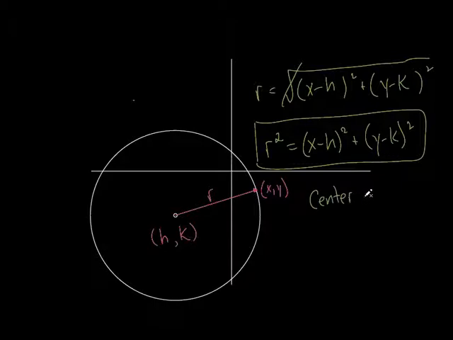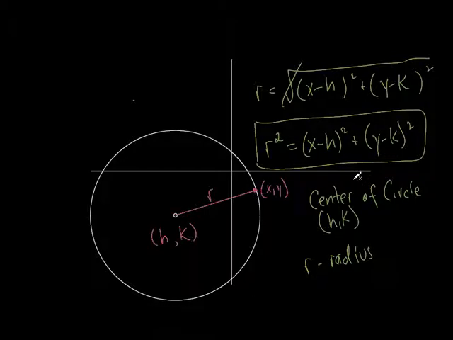The center of the circle. Okay? So the h and the k, (h, k), represents the center of the circle. Right? The r represents what? The radius of the circle. Right? So those two things.